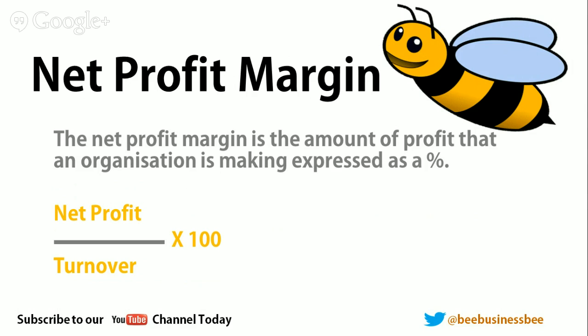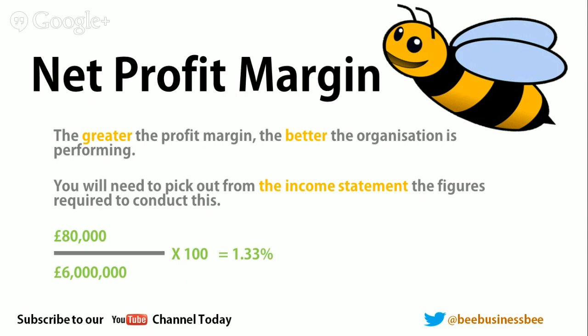Now the net profit margin should be basically the smaller profit. So it tells you how the organisation is performing. So in theory, the bigger the profit margin, the better the business is doing. Remember, it's going to be smaller than your gross profit, but it should be a higher figure. So if you've got a figure, for example, of 40%, that is better than 20%. You need to pick this information out from either the table or the income statement, typically.